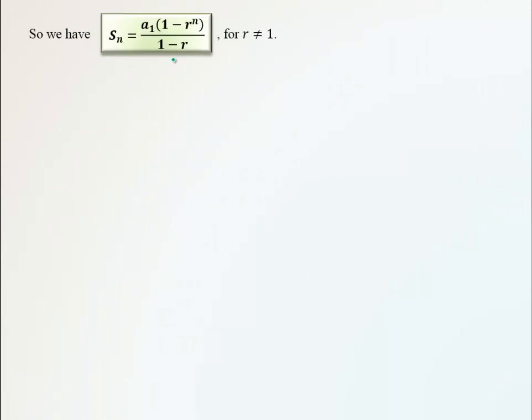So let's recall this formula from the previous slide. It was the nth partial sum of a geometric sequence is a1 times 1 minus r to the n over 1 minus r. Obviously, we can divide only if r is different than 1. But again, if r is 1, then we deal with a constant sequence, which would be very easy to calculate. The nth partial sum is simply n times a1. So we don't have to worry about r equals 1 at all.